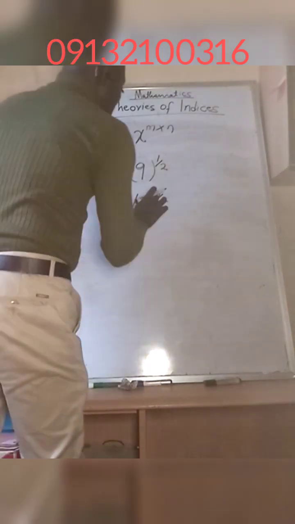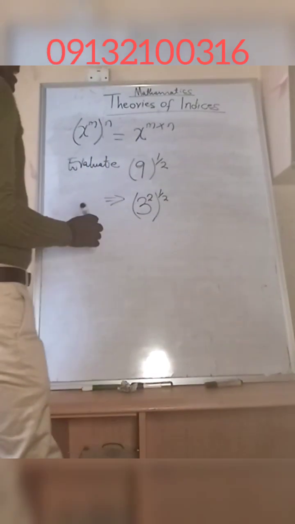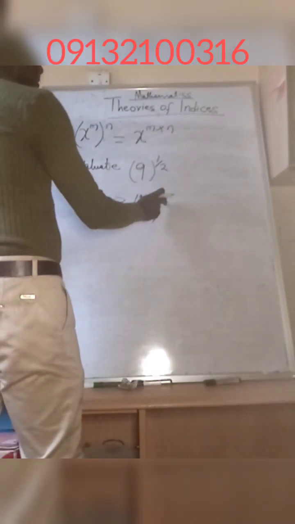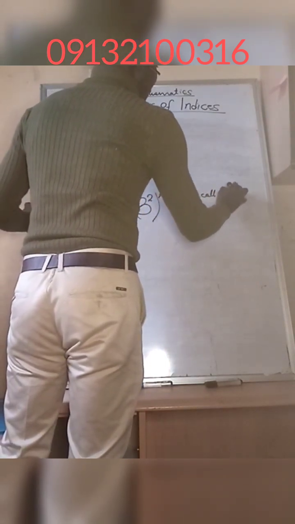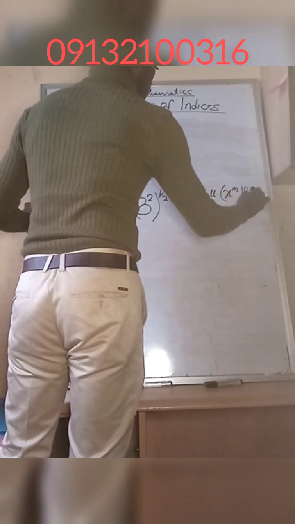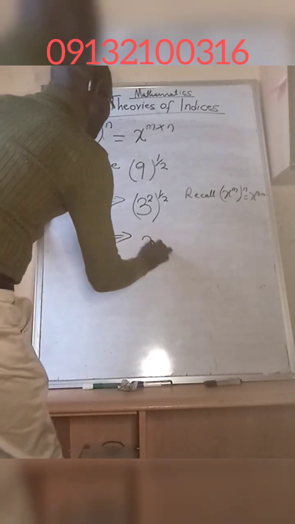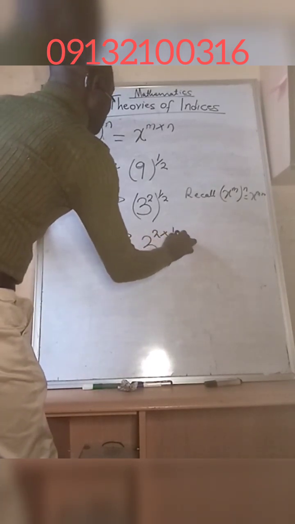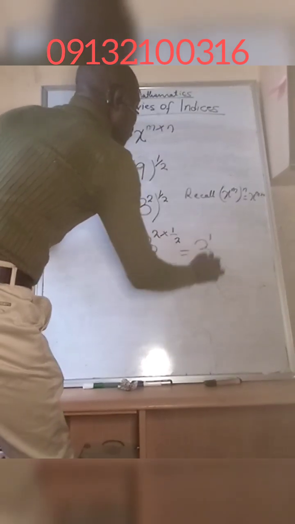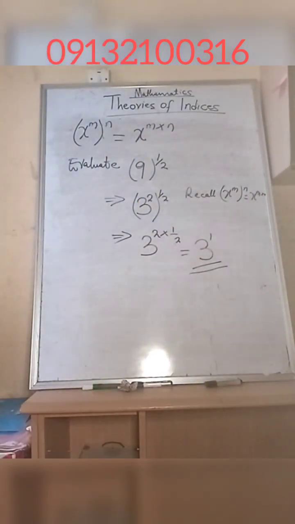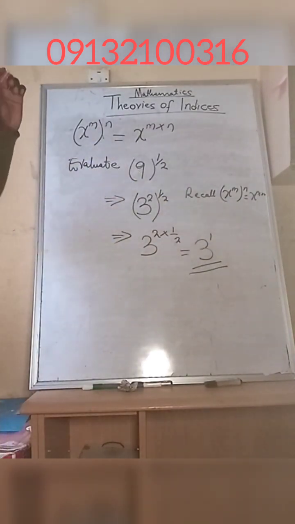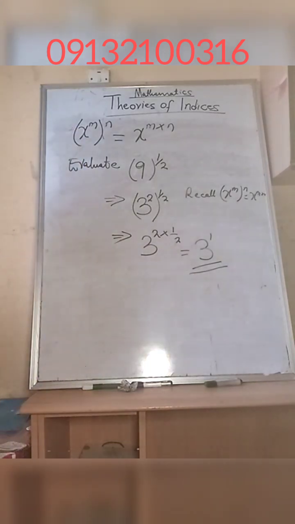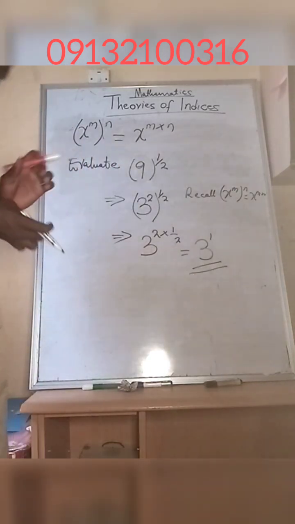Now look at this. This will immediately call to mind the possibility of multiplying this by this. You now recall x raised to the power m, raised to the power n, equals x raised to the power m times n, which will now imply 3 raised to the power 2 times 1 over 2, and that will give us 3 raised to the power 1. Now this is in its simplest form. What is the relationship between 3 and 9? To many, 3 is the square root of 9, at least the positive square root.